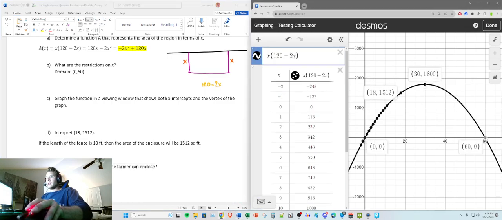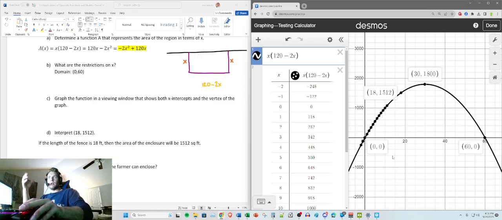30. And if you can imagine, when it's 30, what actually ends up happening is we have 30, 30, and then this would be, what is that going to be? Minus 60. Well, this one's 60. Okay, so this is 30, this is 30. Then there's 60 feet left. So that is actually where it peaks.